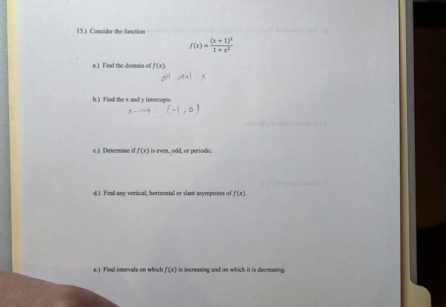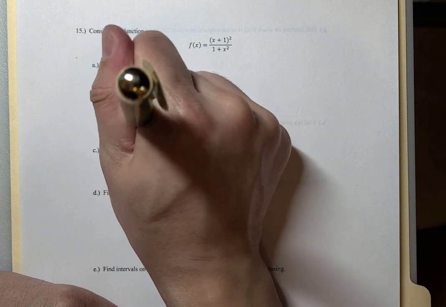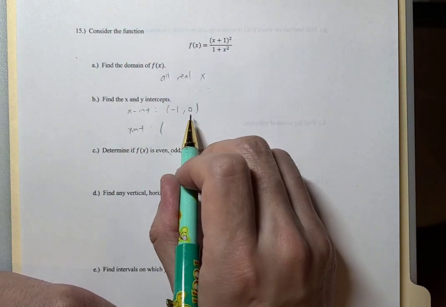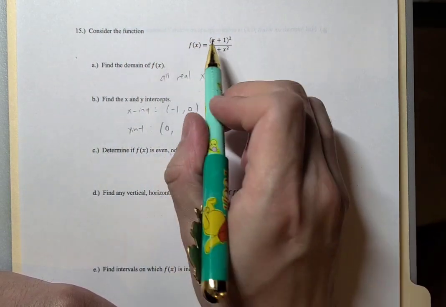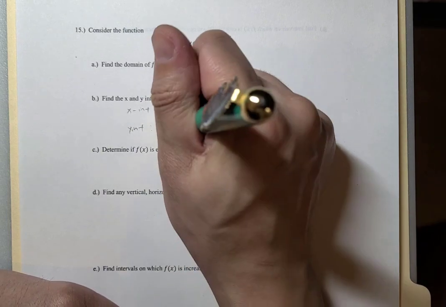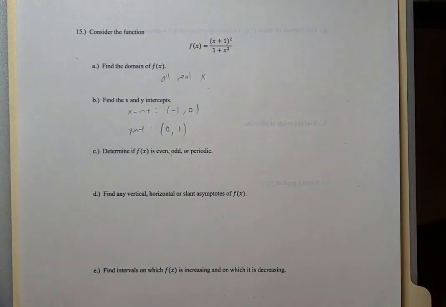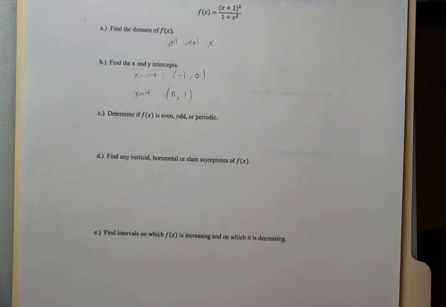All right? How about the y-intercept? Instead of setting the y as 0, we set the x as 0. So we just plug in x as 0. We get 1. All right, so those are the two intercepts.